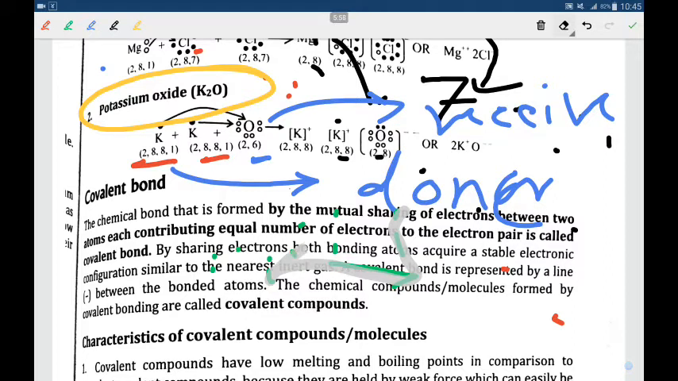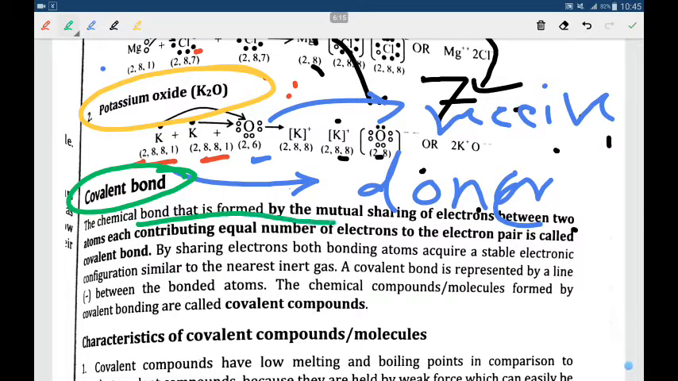Okay, dear students, now what are we going to discuss? Covalent bond. So what is covalent bond? Covalent bond is given here. The bond that is formed by the mutual sharing of electrons, two atoms each contributing an equal number of electrons to the electron pair, is called covalent bond.